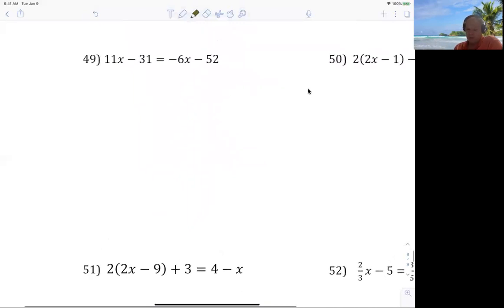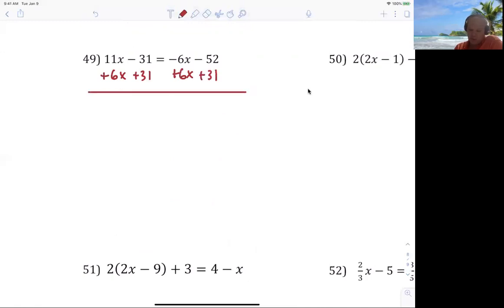All right, looks like we've got a couple more to go here, guys. All right, so let's see. Variables on the left, so I add 6x. Numbers on the right. So now I have 17x equals negative 21. Divide both sides by 17. X equals negative 21 over 17. Okay.